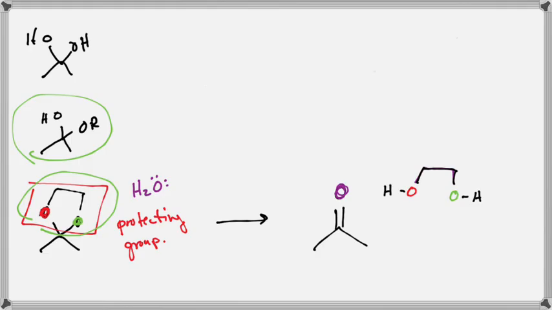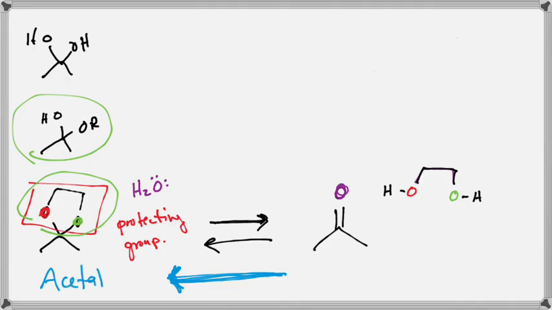So if we're looking at this chemical reaction that can go backwards and forwards, if I want it to go towards products, towards the acetal, what can I do to make as much of that acetal as possible from my ketone?